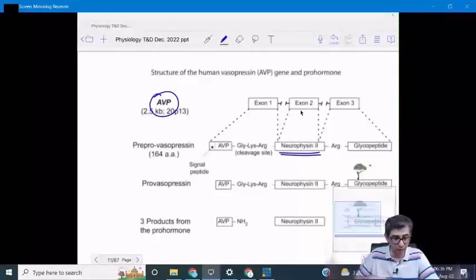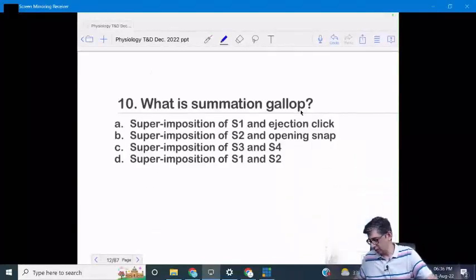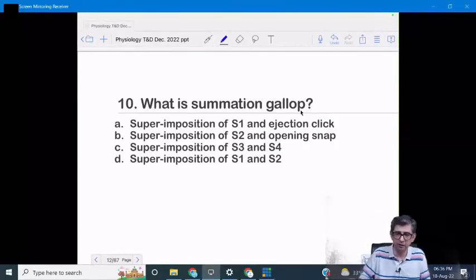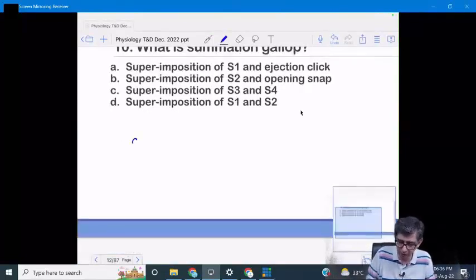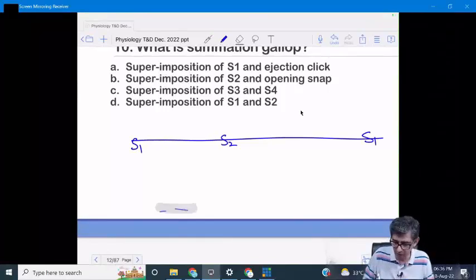Moving to question number 10. Which of the following would be called a summation gallop? This was slightly a difficult question because I thought the remaining ones you already know. But meanwhile, while you are commenting, what I'll quickly do is mention the heart sounds. The sequence you guys very well know. So we're just going to do a quick recap here.